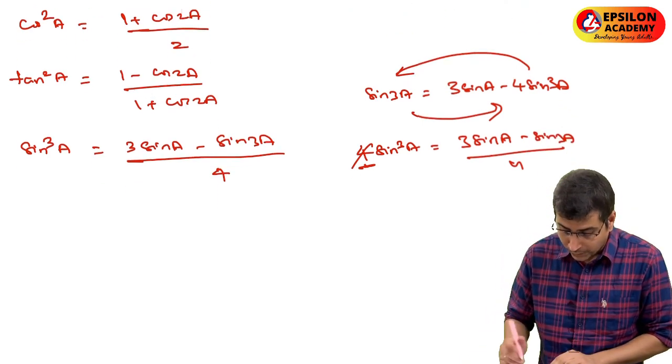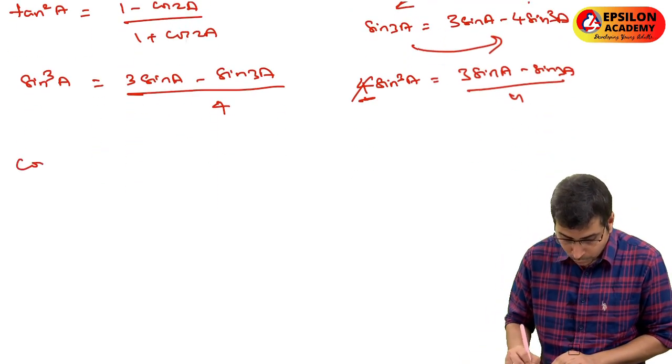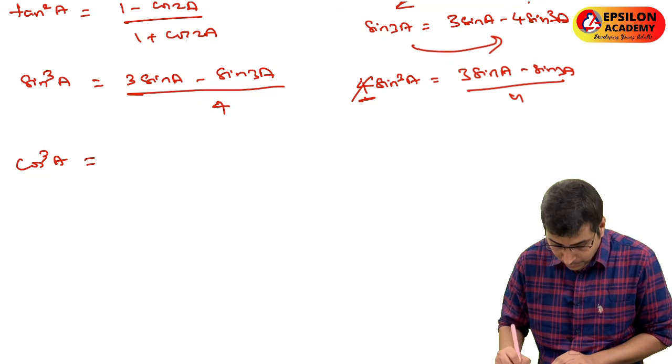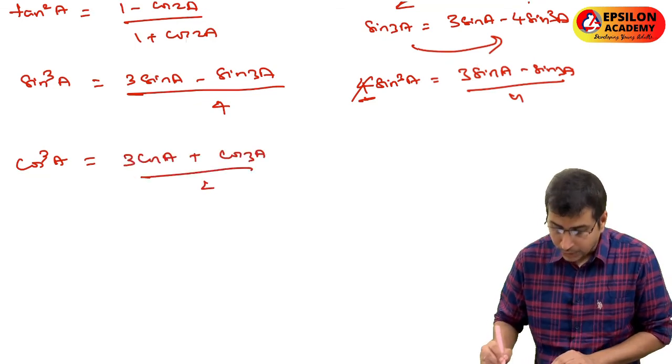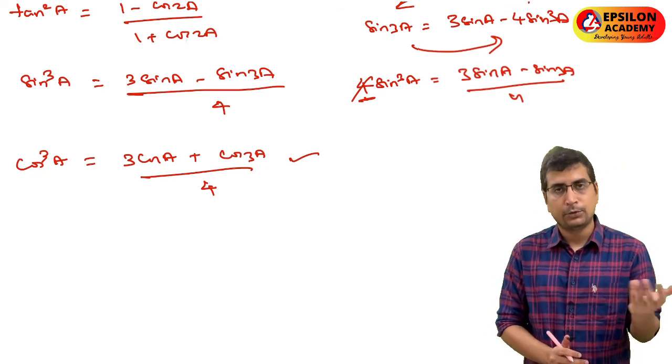In a similar way, you can write cos cube a is equal to 3 cos a plus cos 3a divided by 4. You can obtain this expression by using the formula of cos 3a.